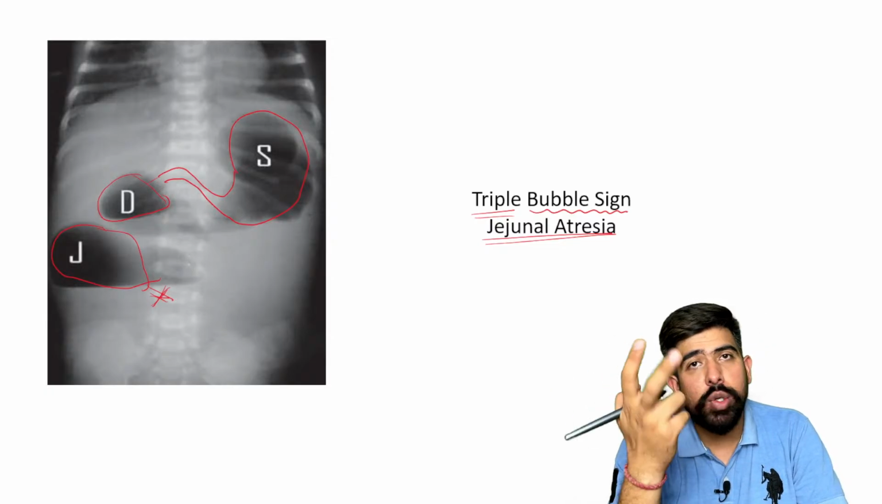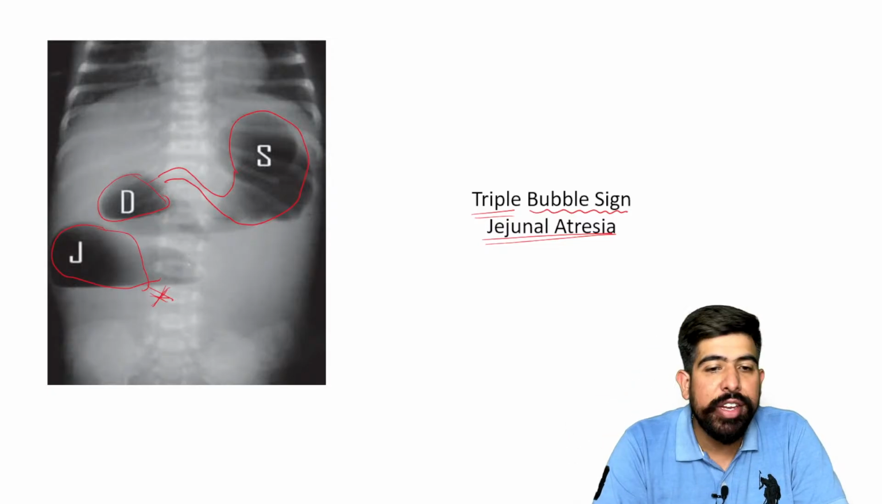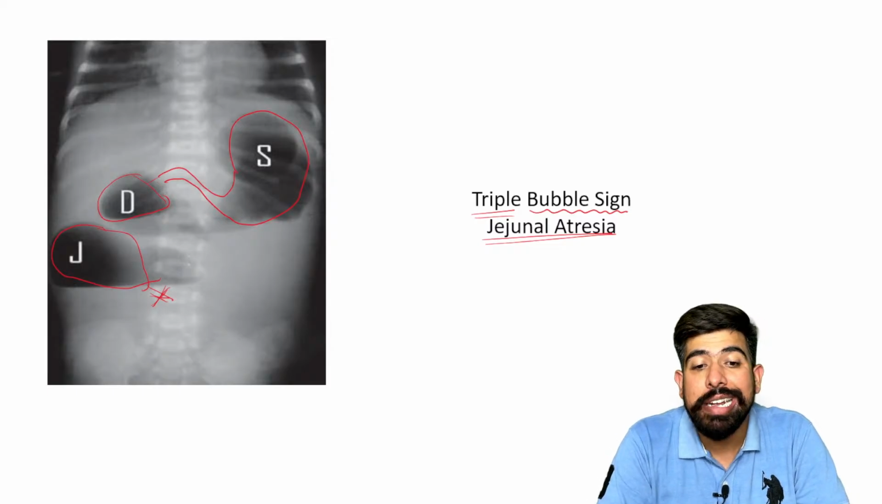The second, if a double bubble is seen, the second structure will be involved. After the stomach, what do we have? We have the duodenum, right? So there is duodenal atresia.